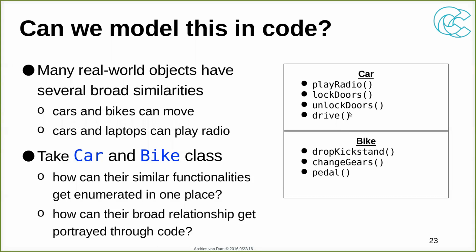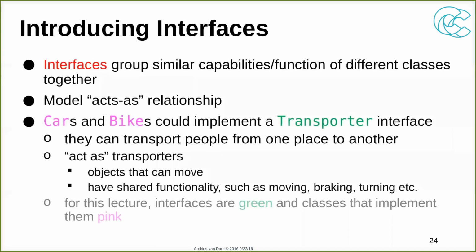So what is a good mechanism to say that both of these vehicles will move? That's the whole point of the interface. The functionality that an interface provides is that it will group these similar responsibilities or capabilities together. And as we see later on, it will also force the classes to implement these responsibilities. So in some sense, it models the acts-as relationship. If we take this example, cars act as a transportation vehicle. Bikes also act as a transportation vehicle. That's why it tries to model the acts-as relation.